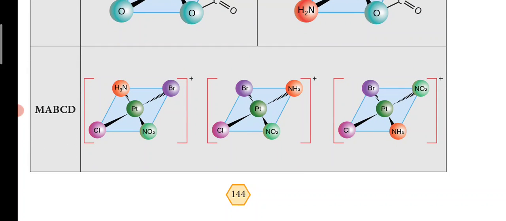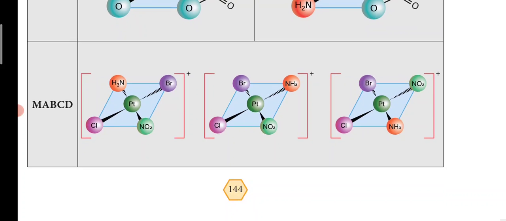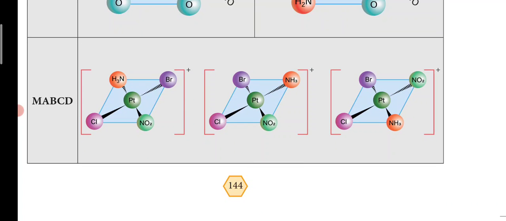When MABCD comes, you have to fix the position of one. There will be 3 types of isomers. Say A is NH3, B is Br, C is NO2, and D is Cl. In the next step, you have to interchange the Br and NH3, and in the next one you have to interchange the NH3 and NO2, so you will get the three different possible isomers.